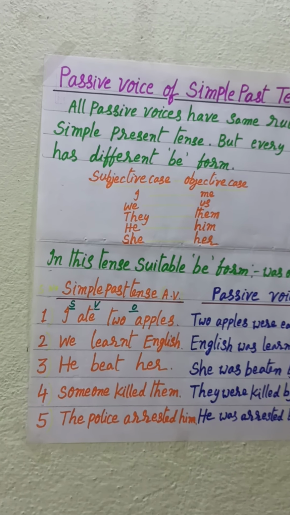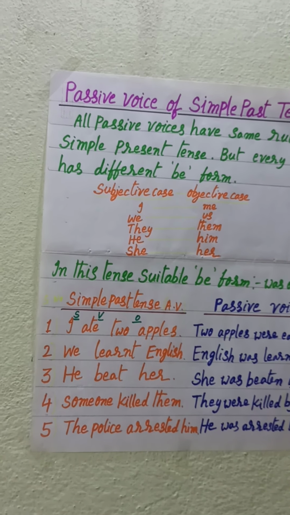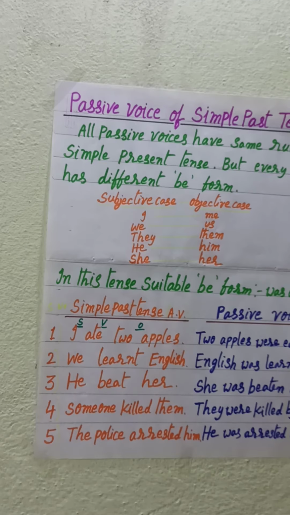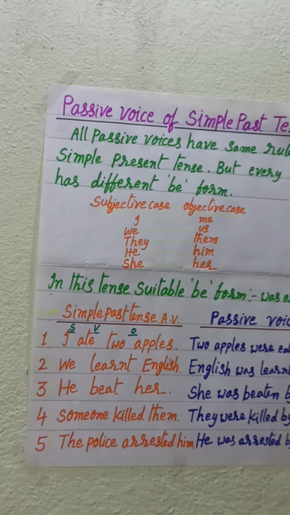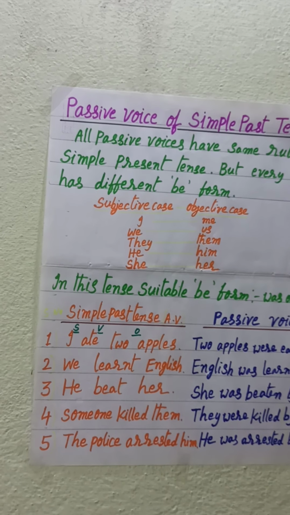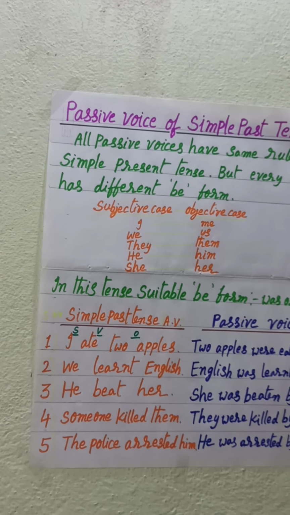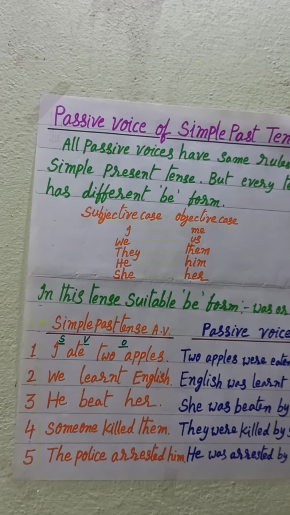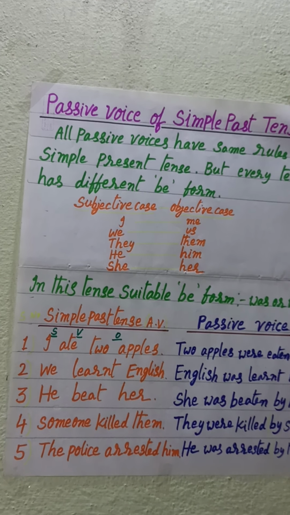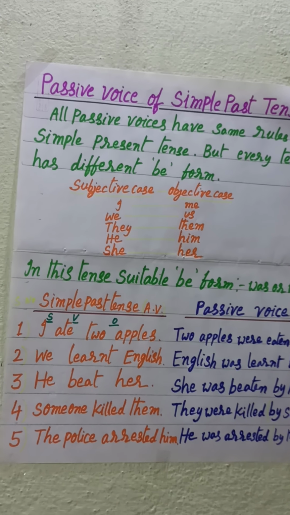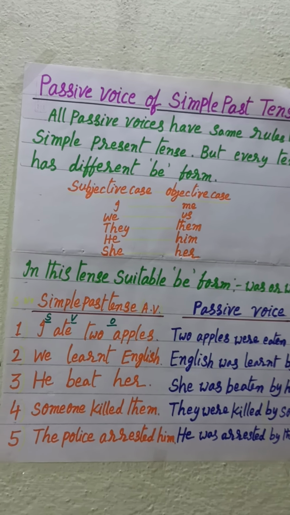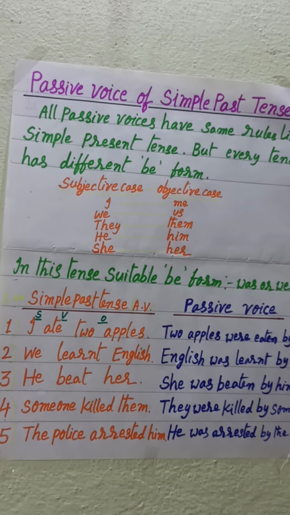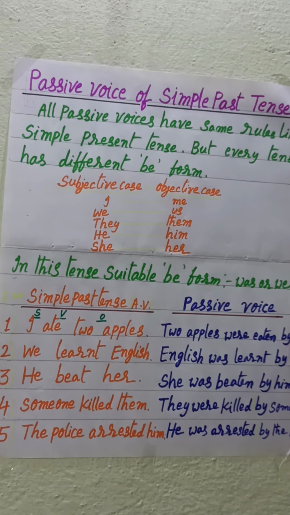Subject pronouns are 7. These are called subjective case. We write here only 5. They are I, we, they, he, she. Subjective case I changes to me in the objective case.